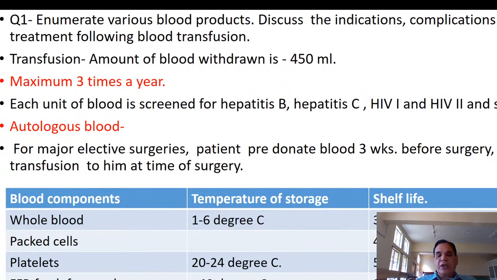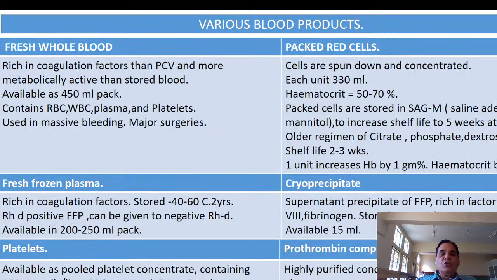That means these two things can be stored and, if required, can be given to the patient, because these do not need anti-D compatibility. This is important. So what are the various blood products? The question is, what are the various blood products? This chart itself shows you what they are. Fresh blood, that is fresh whole blood, packed red cells, FFP, cryoprecipitate, platelets, and PCC, that is prothrombin complex concentrate. Just go through this chart seriously. It will give the answer to every question.